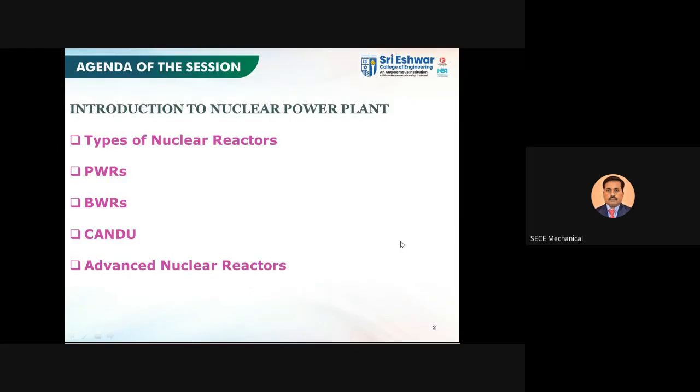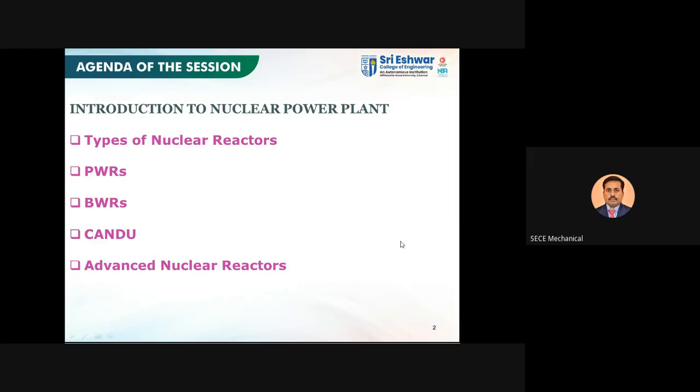In the introduction part, we will discuss the importance of nuclear power plants, how a nuclear power plant is used to generate power, and the different types of nuclear reactors we discussed. That is the pressurized water reactor, then the boiling water reactor, then the Gandu type reactor. Everything we discussed in the last class. So today we are going to discuss another type of reactor, that is called the advanced nuclear reactor.